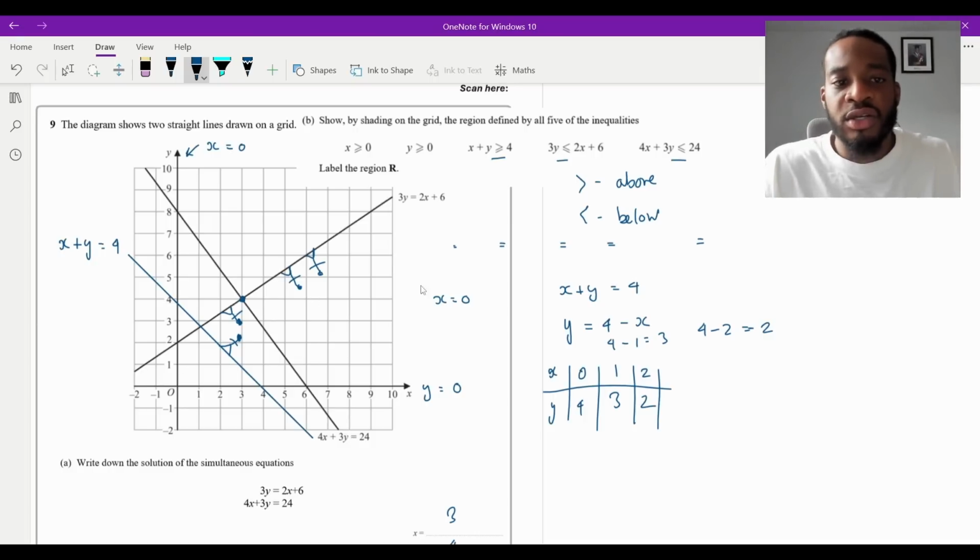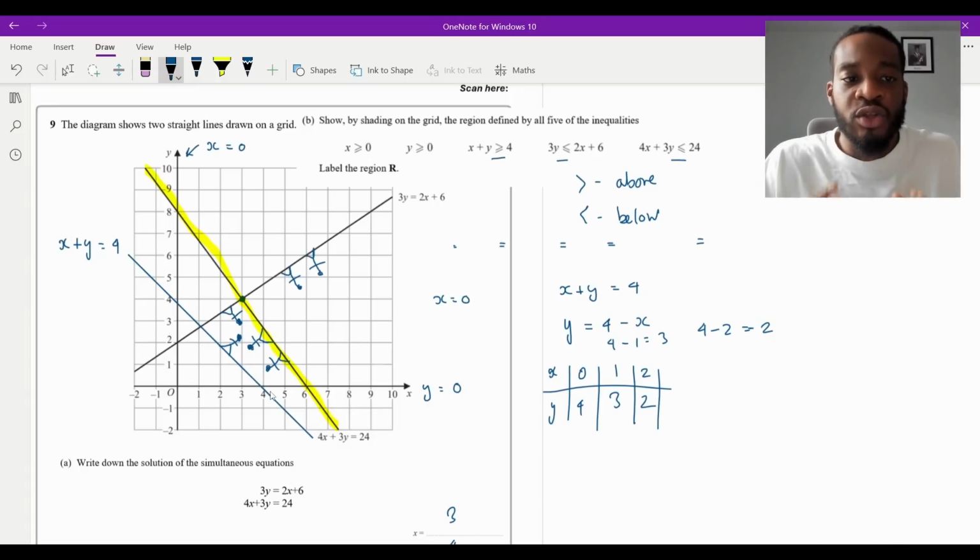Now, the last one, 4x plus 3y is less than or equal to 24. So again, this is the line we're looking at now. I need to be underneath this line, I need to be below it. If I'm below that line, then I'm going to be upside down again, like that. Now, which region are all of these stickmen in at the same time? It's this region over here, isn't it?